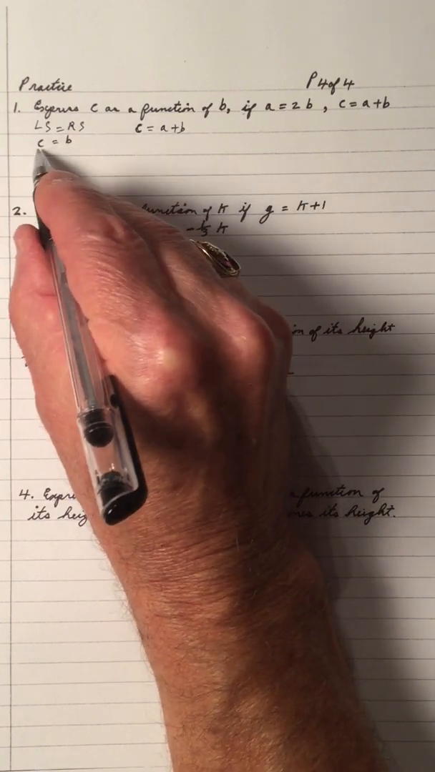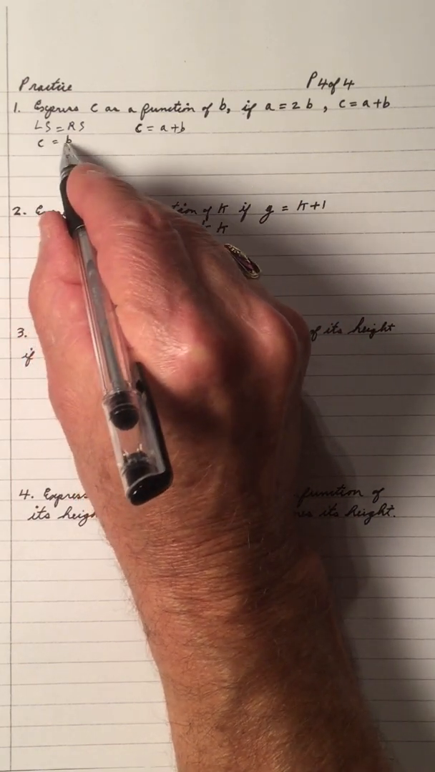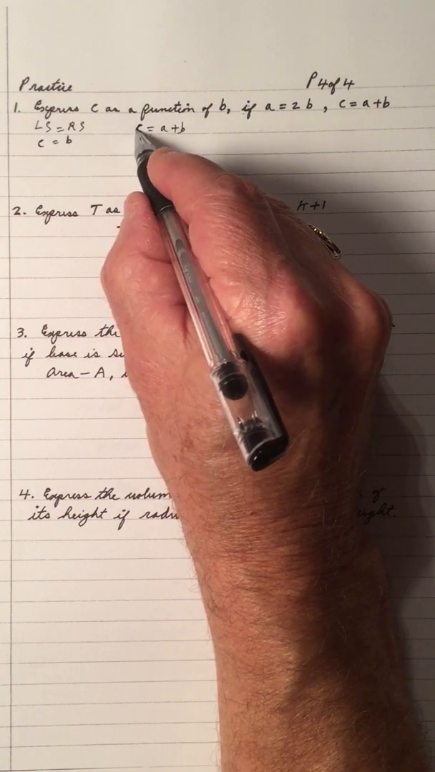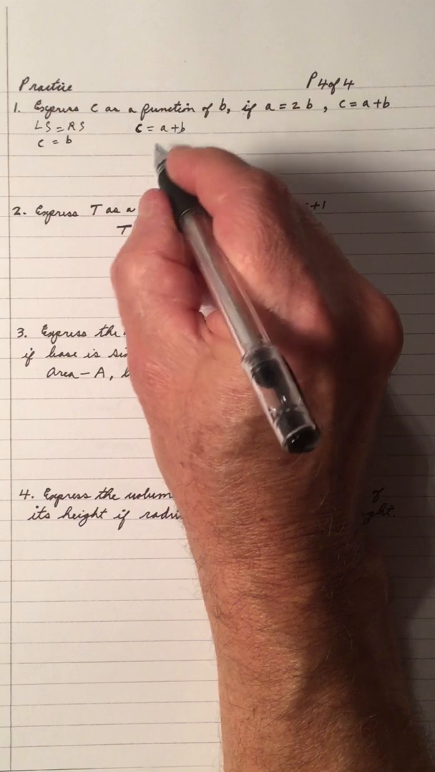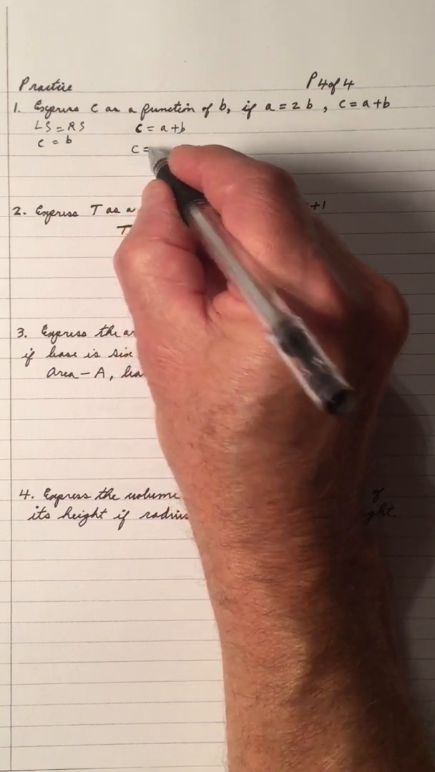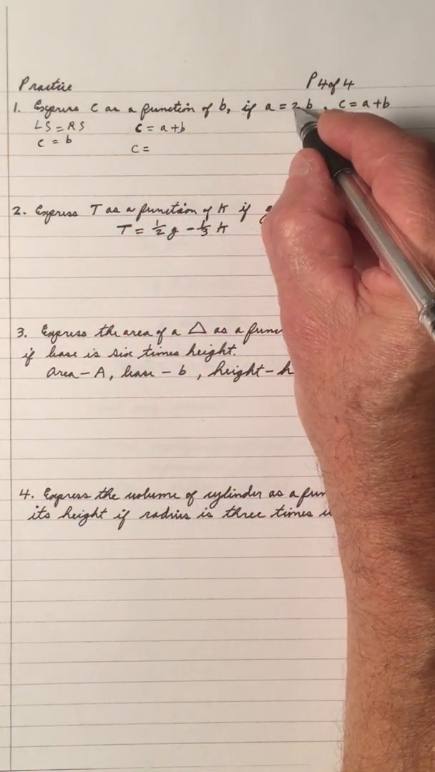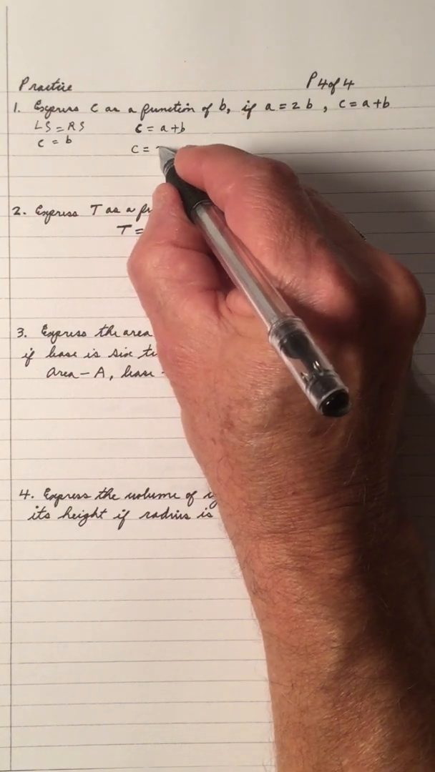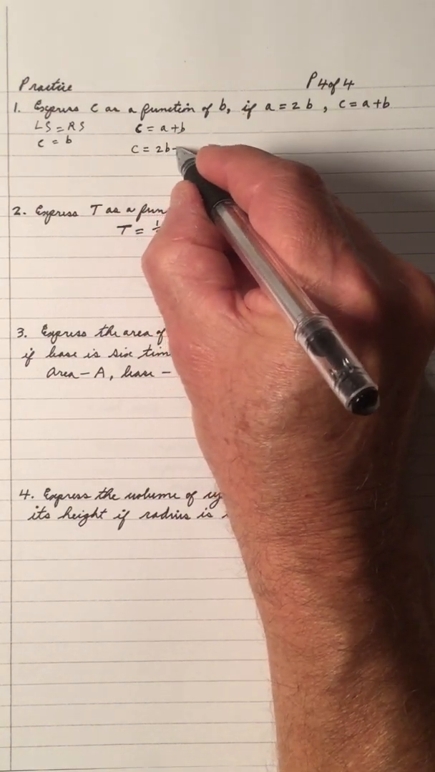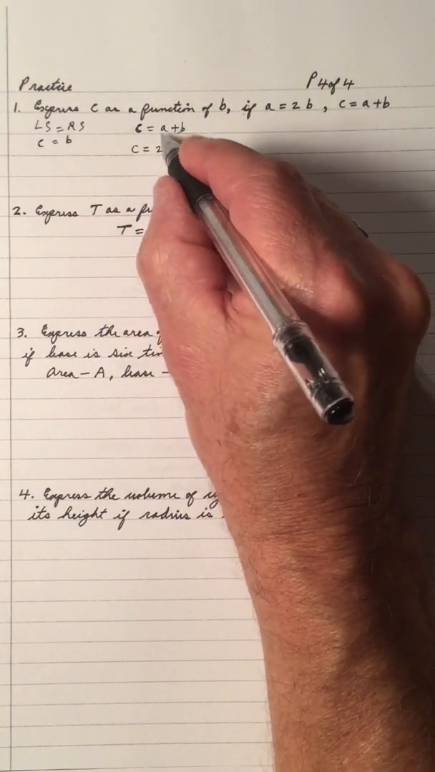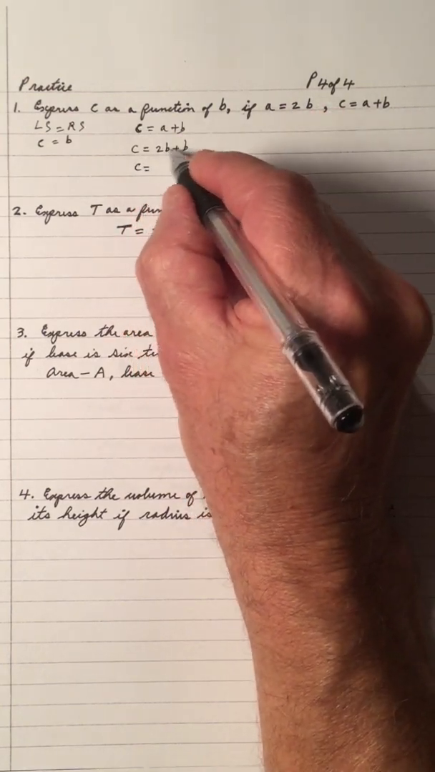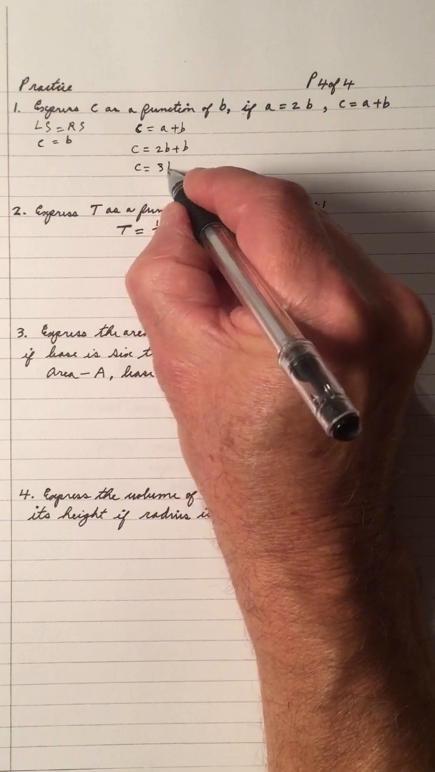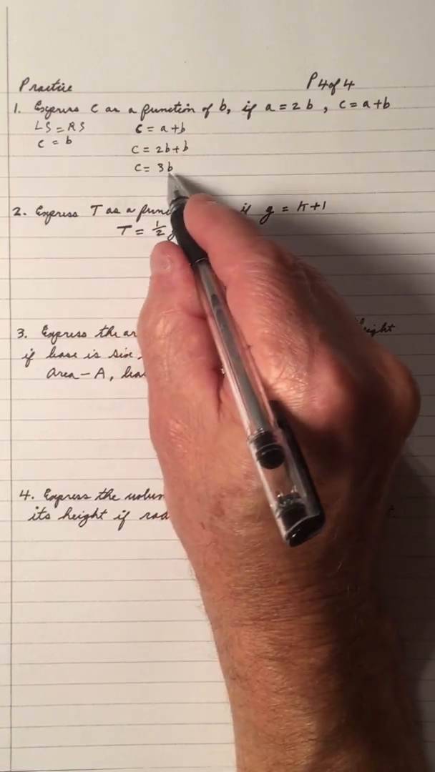But this is telling me that I have a C and a B. C on the left, B on the right. That means A has to be replaced. So what do we want to replace A with? A is equal to 2B. So sub in 2B in the place of A because they're equal. So that means C is equal to 2 plus 1 is 3B. So C is a function of B.